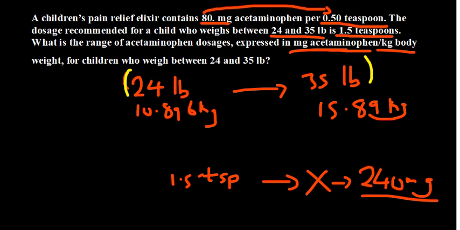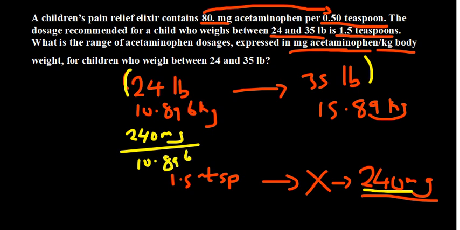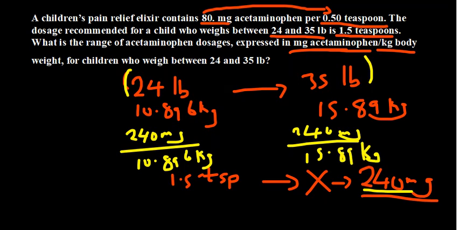The milligrams of acetaminophen we've determined to be 240. So the upper part is going to be 240 milligrams divided by 10.896 kilograms, because it says milligrams of acetaminophen per kilogram of the body. Even on the other side it will be the same: 240 milligrams divided by 15.89 kilograms. So get your calculator and plug in the figures there.